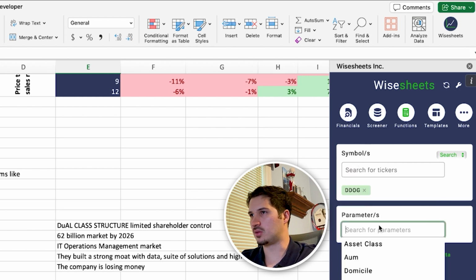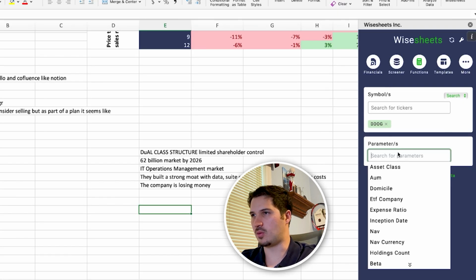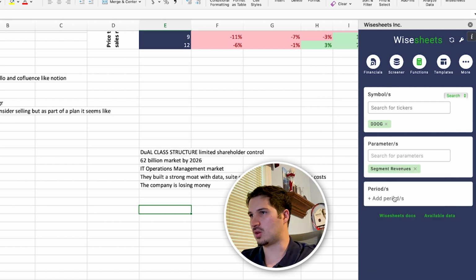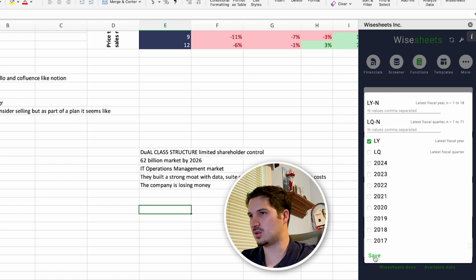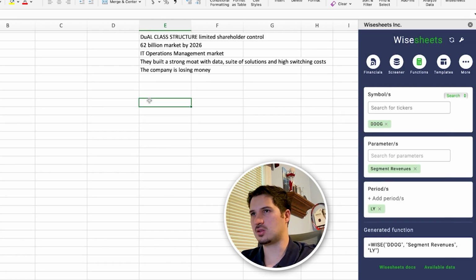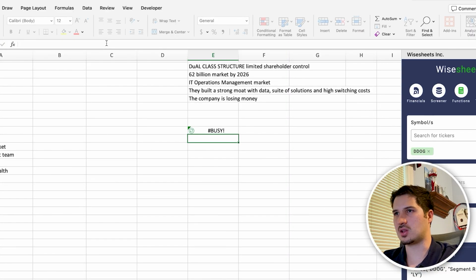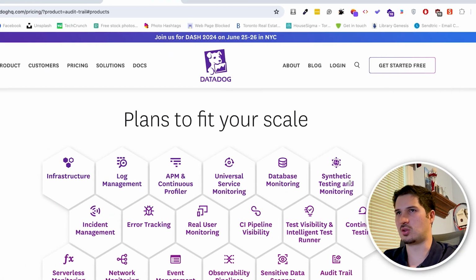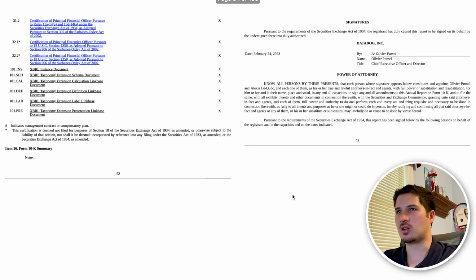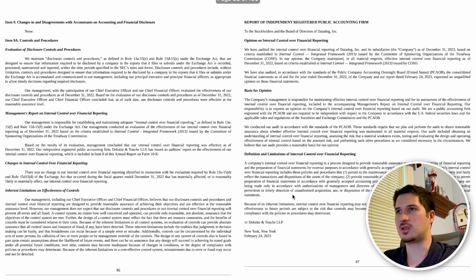Okay, so this is the ticker, and then we're looking for segment revenues, and we're going to do this for the last year. So this is going to give us the segment revenues for the last year. Let's see. Okay, it looks like they perhaps did not report this number. I'm curious if this was reported in the company's financial statement and the 10K.